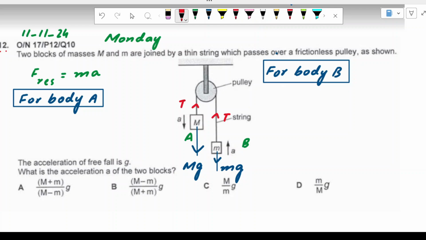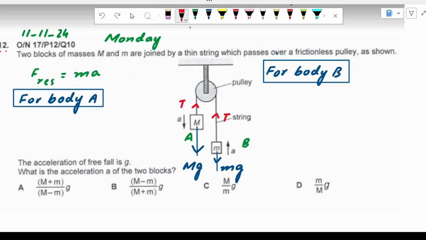As I explained in the topic of tension, since you have a single string which is not even broken into pieces, you must be having a single value of tension. You cannot have two values of tension for a single string. So that's why I don't need to write subscript with the tension. I don't need to write T1 or T2.